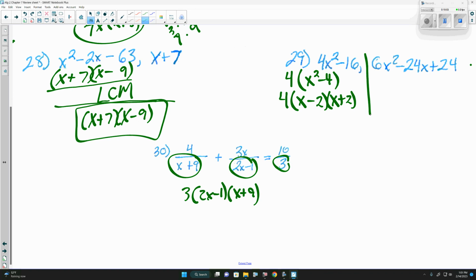Now our other one, 6x squared minus 24x plus 24, has a greatest common factor of 6. And if we factor it out, we have x squared minus 4x plus 4. Now x squared minus 4x plus 4 will factor. Since the 4 is positive, our signs are the same and match the sign of the middle term. So we'd have negative and negative. The factors of x squared are x and x, and the factors of 4 that we want are 2 and 2.